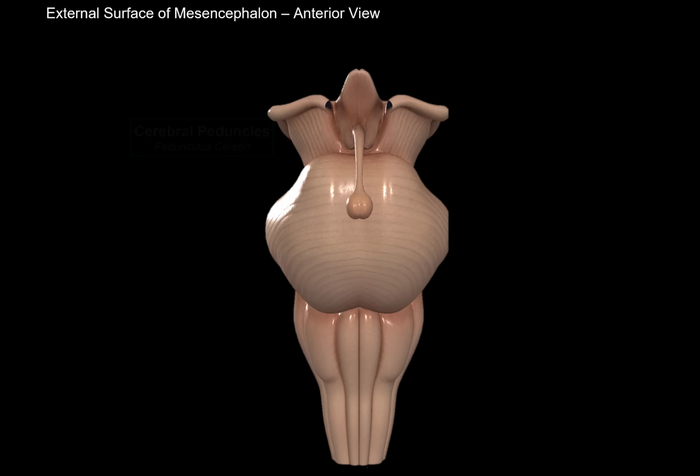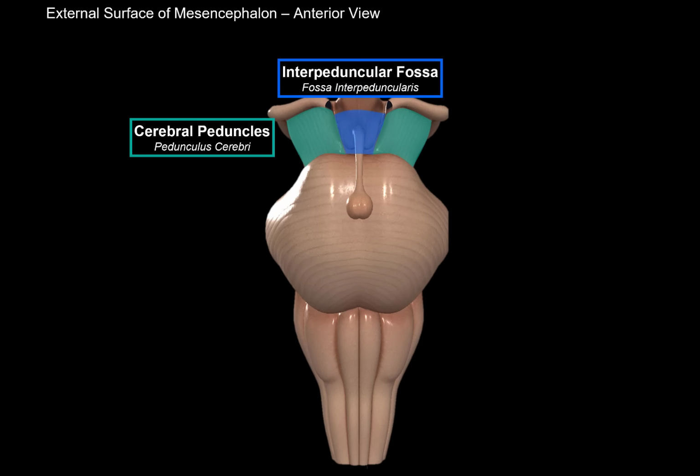The majority of the anterior surface of the midbrain are the cerebral peduncles. These are two large peduncles that contain tracts coming from the cortex of the cerebrum and are responsible for voluntary movement of the body. And I'll show you this later in this video when we go through the cross-section of the midbrain. But between these two peduncles, we have a pit we call the interpeduncular fossa.